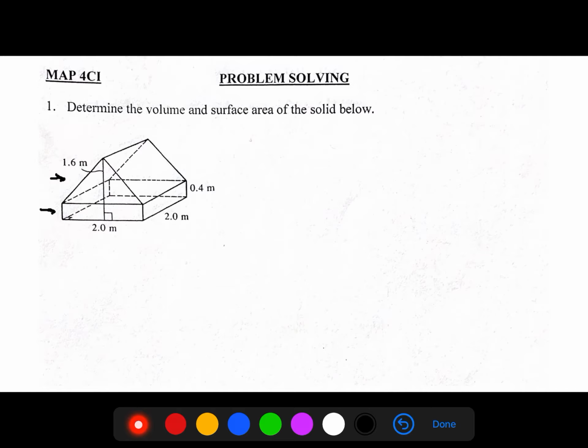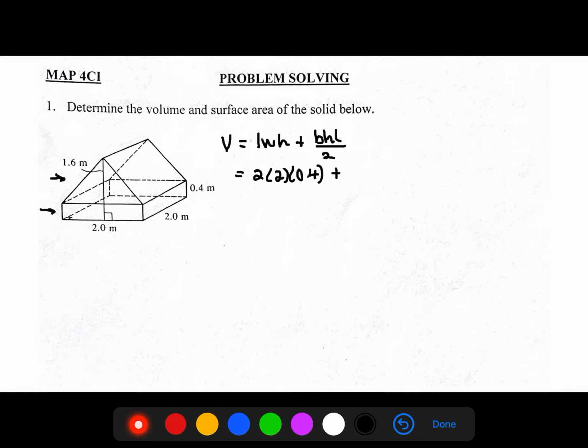So if we're going to determine volume, notice that volume is to fill an object. So if we have two different shapes like we do here, a rectangular prism and a triangular prism, we can just find the volume of each of those shapes and add it together because we're just going to fill the whole thing. Starting with our formulas, the rectangular prism is length times width times height. The triangular prism is base times height times length divided by 2.